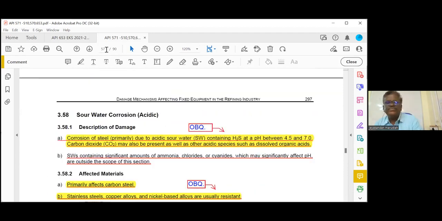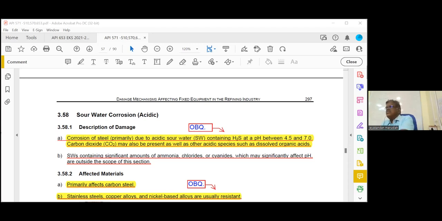Right. Okay. Now, what is meant by sour water? See, I told you the pH of water is 7. If the water is dissolved with H2S and CO2, that water is called sour water because it is highly corrosive. Because it has H2S dissolved in it, it is called sour water. Sour water pH will be 4.5 to 7. So the pH comes down.